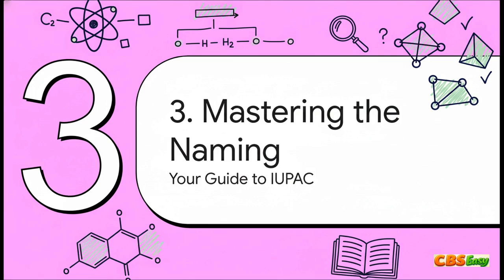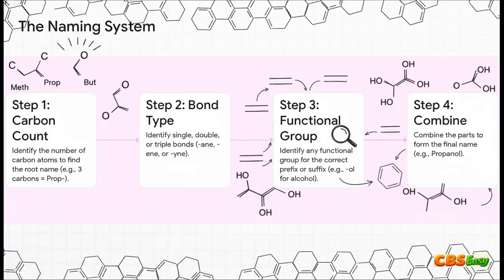IUPAC naming. Seriously, once you learn the system, it's like a code. You can name pretty much any compound they could possibly throw at you in an exam. It's basically a simple 4-step recipe. Step 1, count the carbons to get your prefix. Meth, eth, prop, but. Step 2, look at the bonds between the carbons.